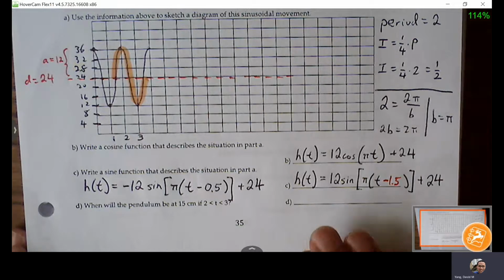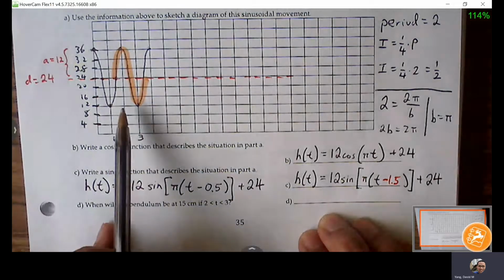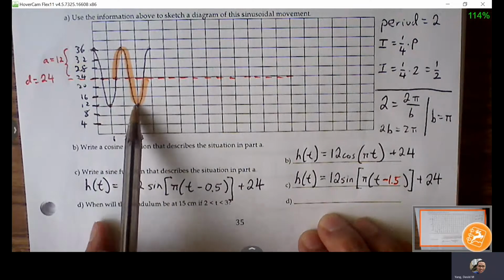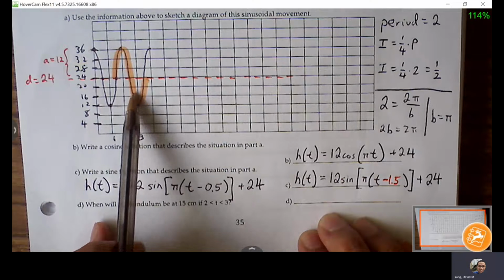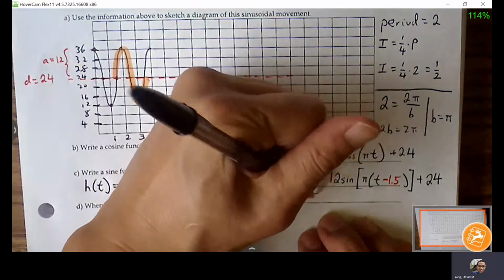Here for D, you're just making your best estimation between 2 and 3. Look to see where it's around 1.5. My estimation is 2.7, but anything around there is fine.